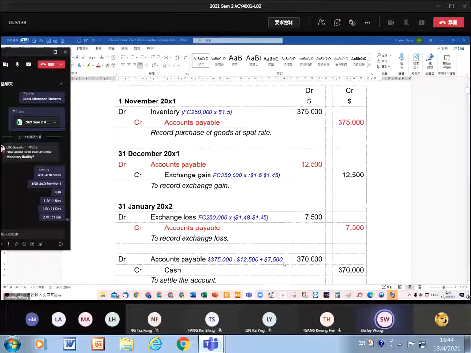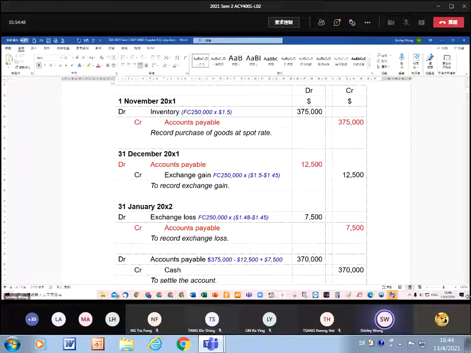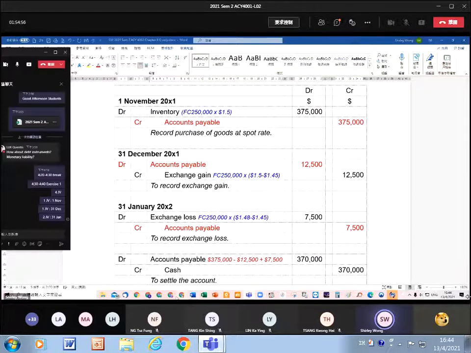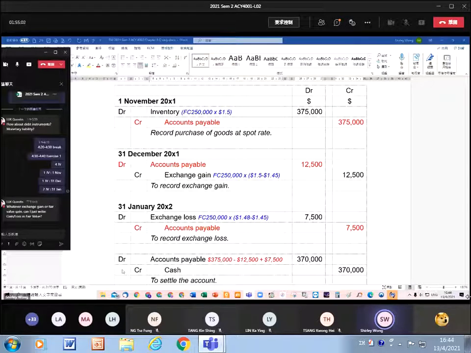Therefore, the financial transaction finally will become debit accounts payable. You add up all the amounts and then credit cash. So you will add up 375,000 and then minus 12,500 for the exchange gain. And then finally, you will have an exchange loss for 7,500. Okay, so please check whether you do it correctly or not. So for transaction, it will not be that difficult. This is not gain whenever there's exchange.